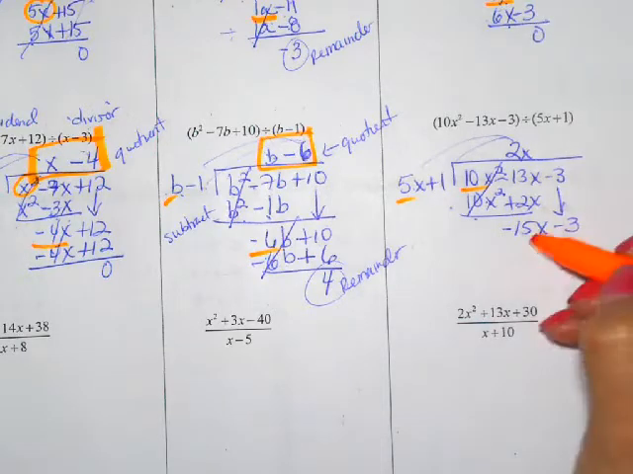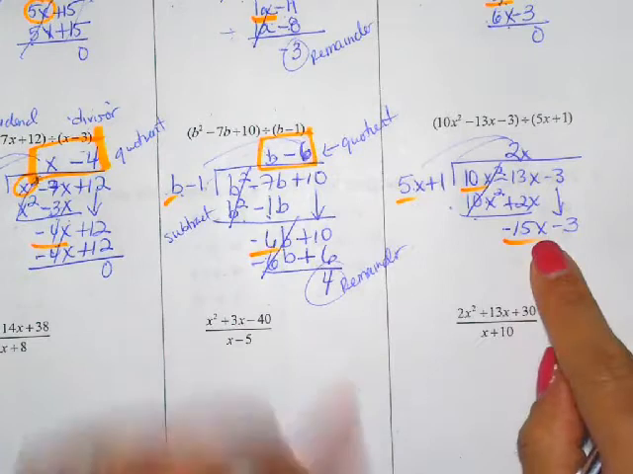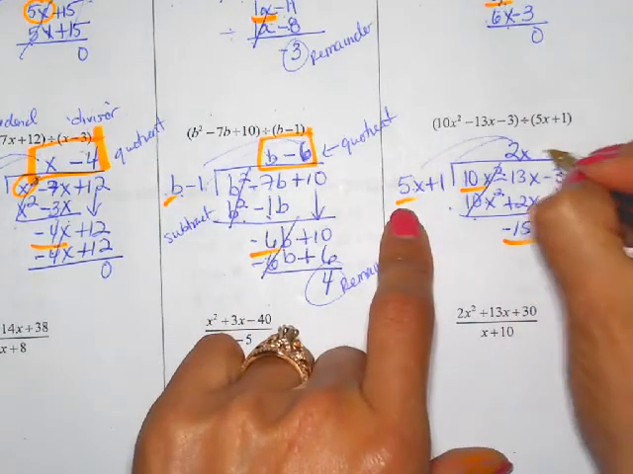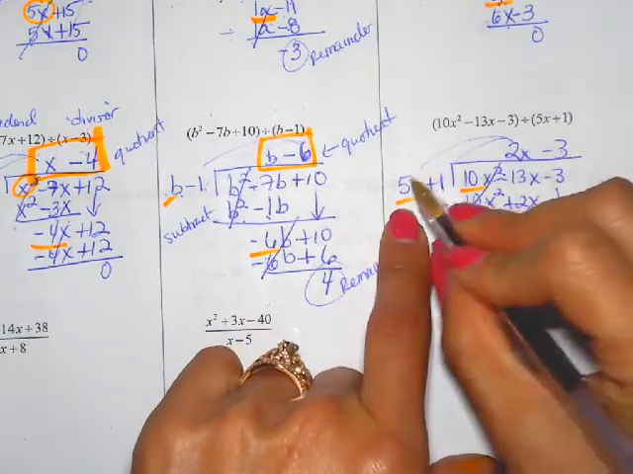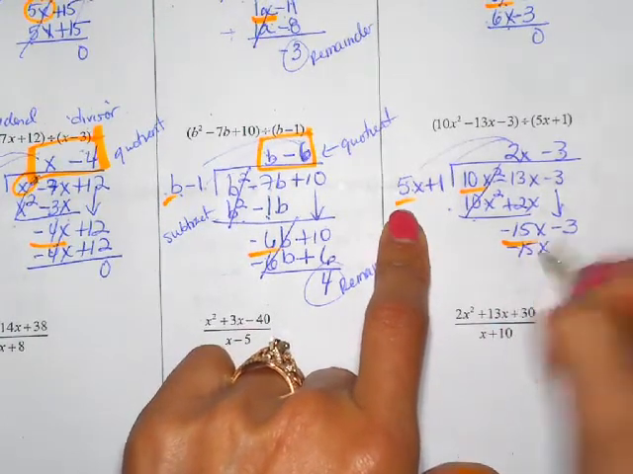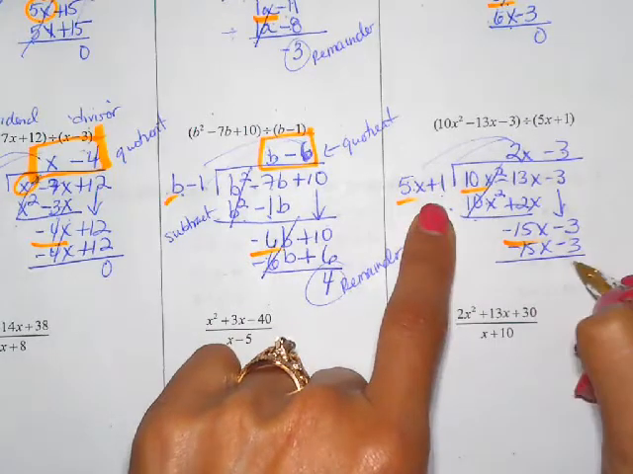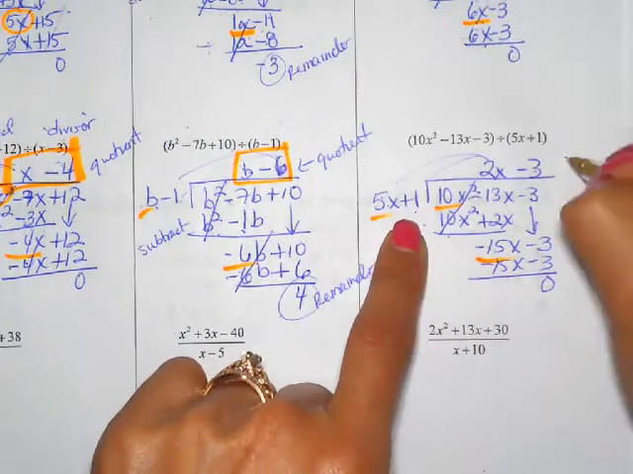Again, focus on the first term here and here. Negative 15x divided by 5 is negative 3, or negative 3 times 5, negative 15x. Don't forget to multiply the second term. Negative 3. The difference is 0. This is my answer.